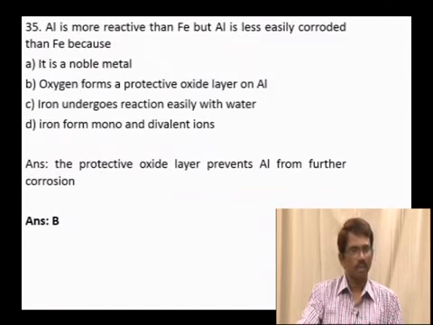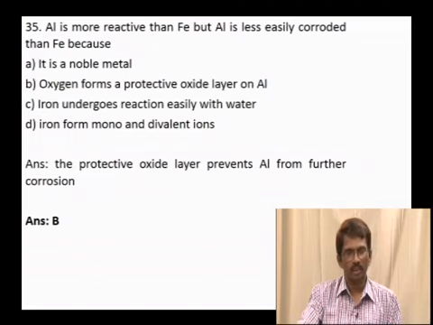Then coming to question number 35, aluminum is more reactive than iron, but aluminum is less easily corroded than iron. So the rusting of iron happens rapidly, whereas aluminum is not so easily corroded. The reasons are: option A, it is a noble metal; option B, the oxygen forms a protective oxide layer on aluminum; option C, iron undergoes reaction easily with water; option D, iron forms mono and divalent ions.